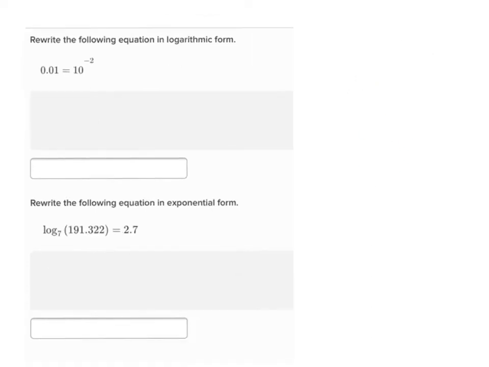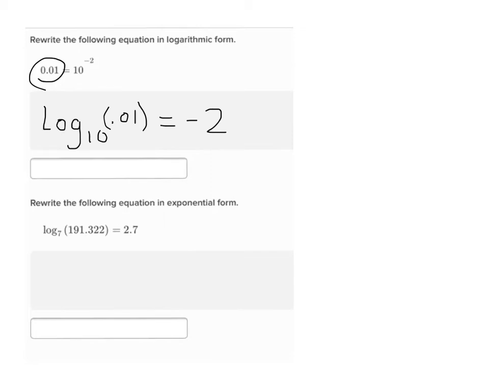So let's look at this one. So it wants us to rewrite the following equation in logarithmic form. So you can see our base is 10. So let's go ahead and write our log with a base of 10. And it's of 0.01. And that equals -2.